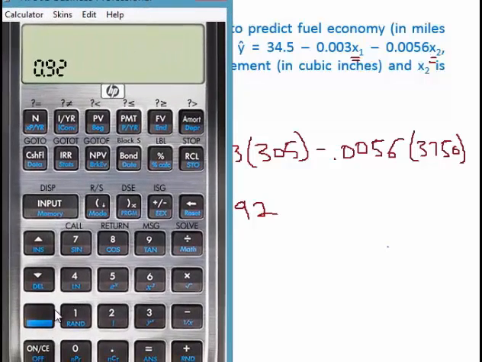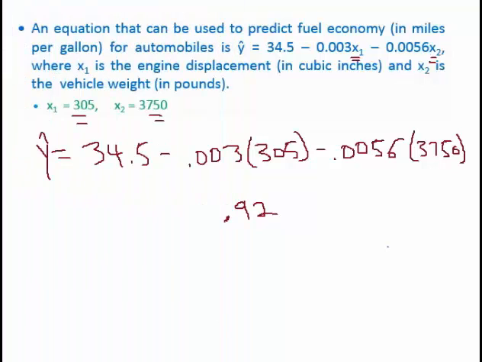We had, let's clear this, 0.0056 times 3750, and that gives us 21. Minus 21. This value, of course, stays the same, the 34.5.